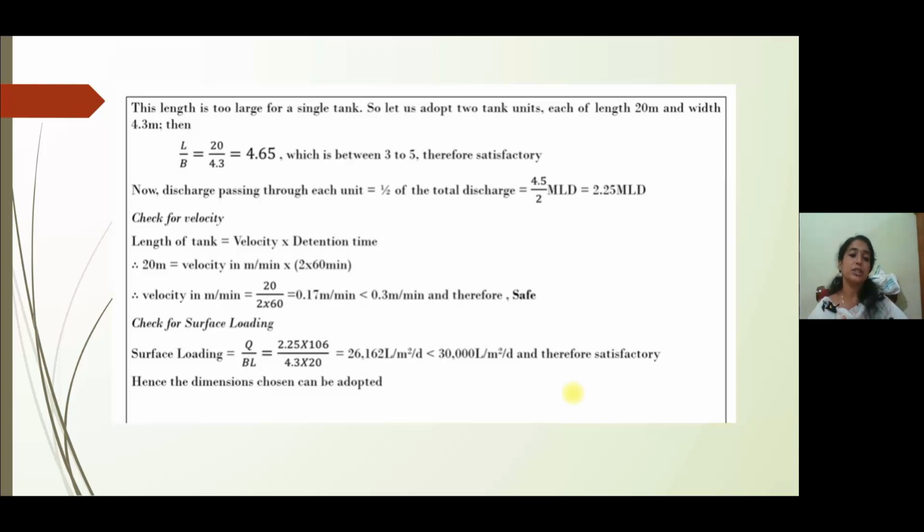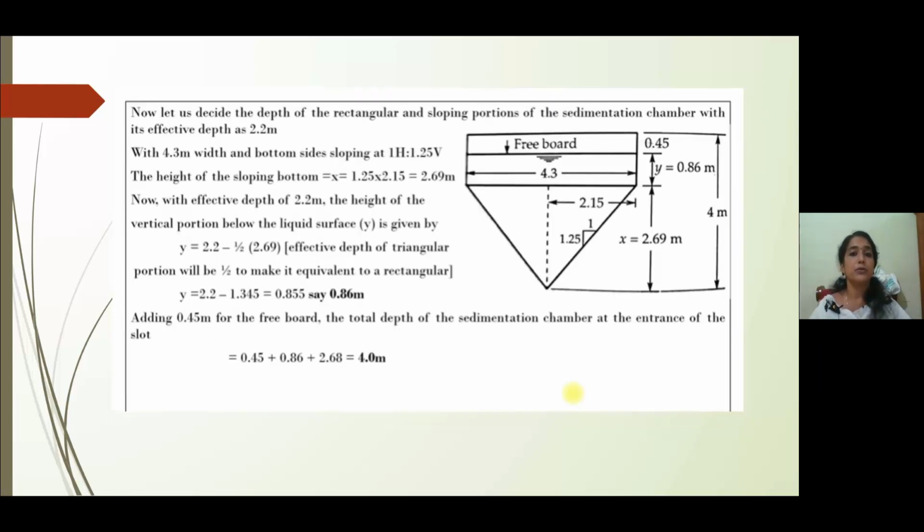Hence, we have done the dimension check, then the check for velocity, then the check for surface loading. So, next we will move on to the dimensions of the tank.